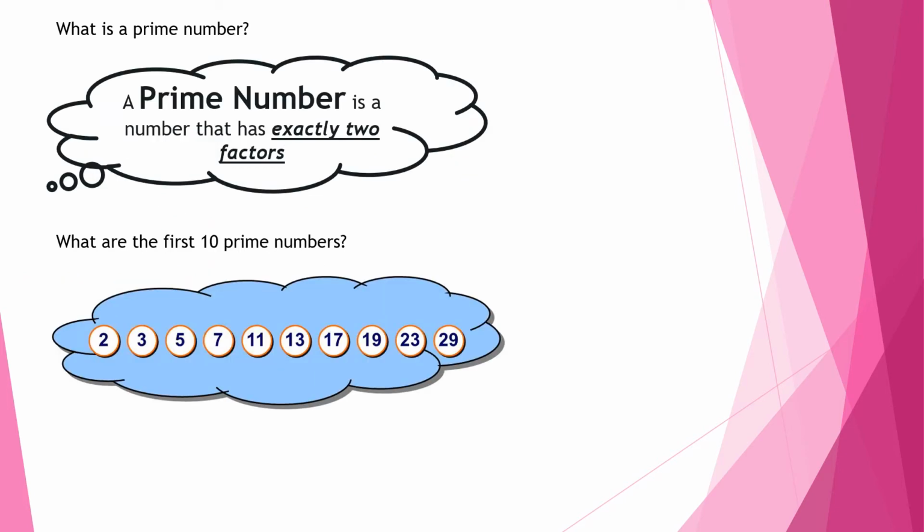Okay, so if you can't remember the first 10 prime numbers, then I would write down what's in this bubble now, because it's really important that you know at least the first 10, because it's going to help to make your life a lot easier.